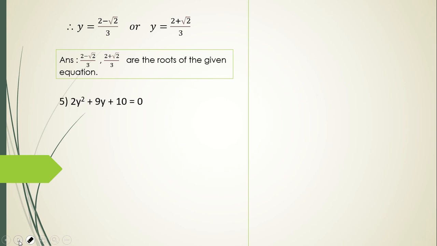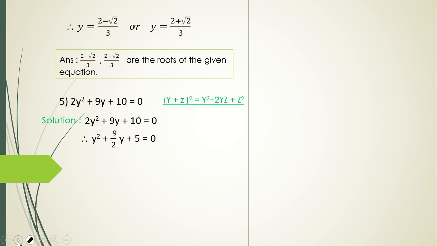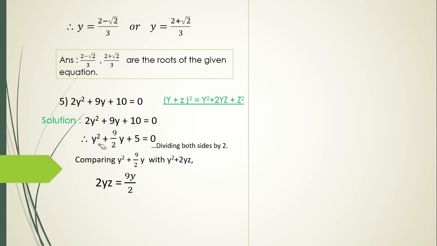And the next sum, you divide by 2 throughout because we want coefficient 1 over here. Divide by 2 throughout first. Then compare the first two terms with the first two terms here, y square plus 2yz. The y square term goes, as we have seen already. Then 9 by 2y is equal to 2yz. Now this y term also will go, and finally we get z is equal to 9 by 4 and z square is equal to 81 upon 16.